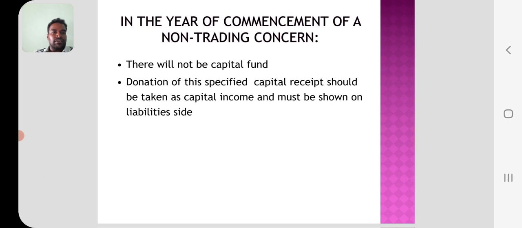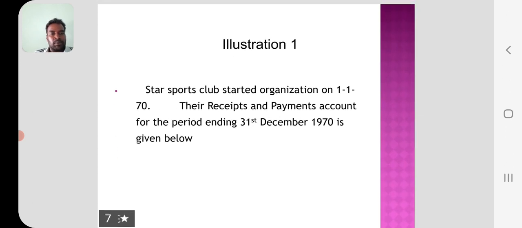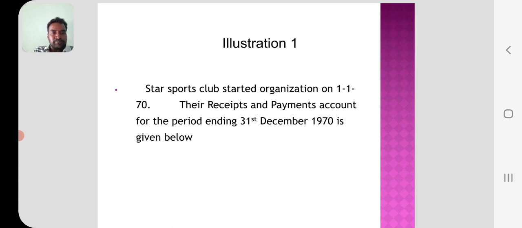In the year of commencement of a non-trading concern, there will not be a capital fund. Donations for a specified purpose, being capital receipts, should be taken as capital income and must be shown on the liability side. So see here one illustration.